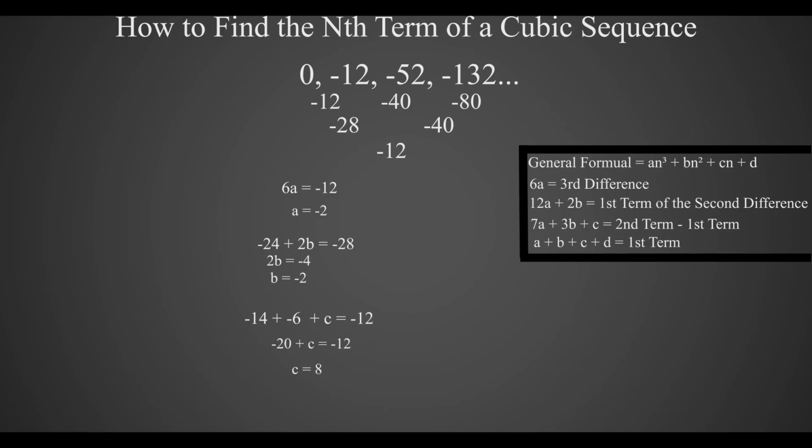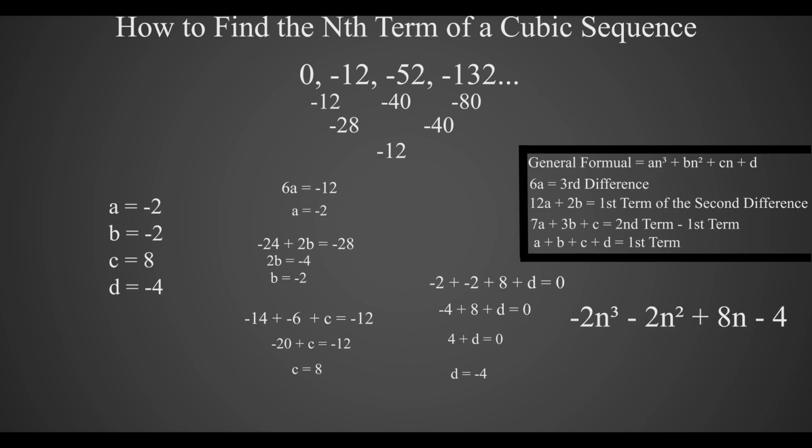Now in our final equation, we have to substitute a, b, and c to get minus 2 plus minus 2 plus 8 plus d is equal to 0, since 0 is the first term, which means we get minus 4 plus 8 plus d is equal to 0, which means we get 4 plus d is equal to 0, which means that d is equal to minus 4. And if we now plug in all of our values for a, b, c, and d into our general formula, we get minus 2n cubed minus 2n squared plus 8n minus 4.